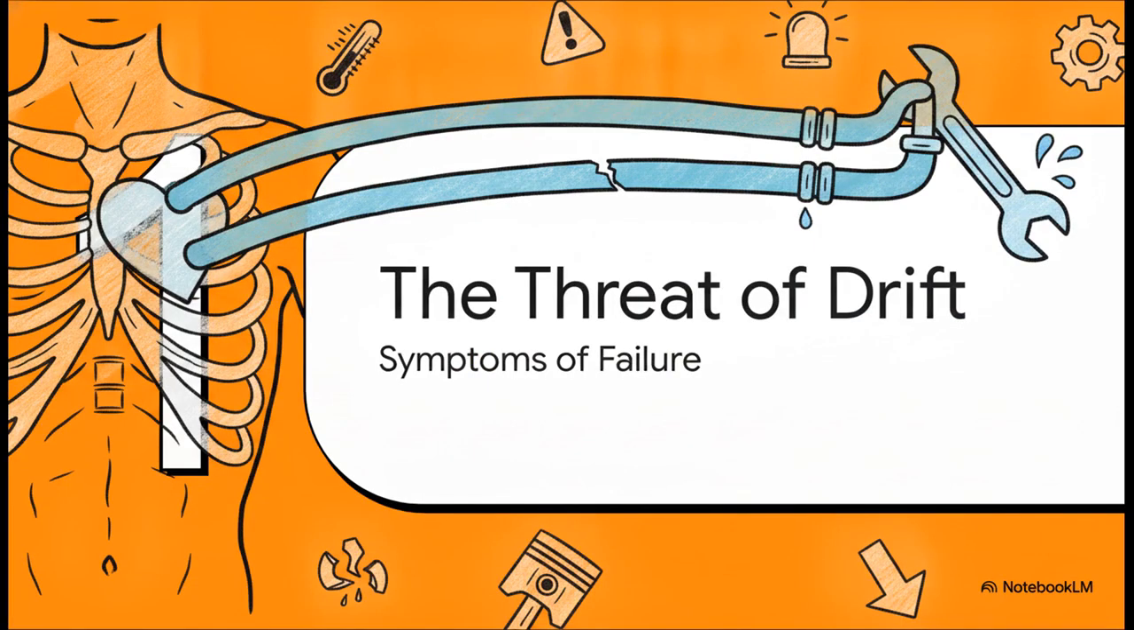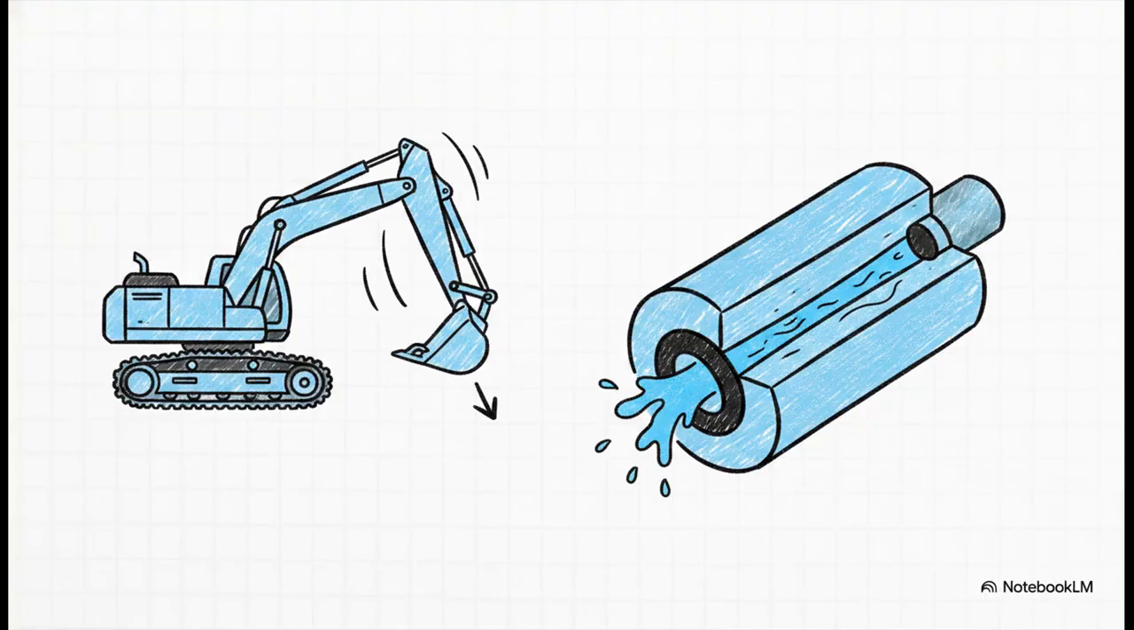Okay, Section 1. The threat of cylinder drift, symptoms of a failing machine. To really wrap our heads around this, let's think of the machine as a patient. We're looking for the very first symptoms it shows when something goes wrong internally. Cylinder drift basically happens when there's unintended movement or a subtle loss of pressure inside the hydraulic system.